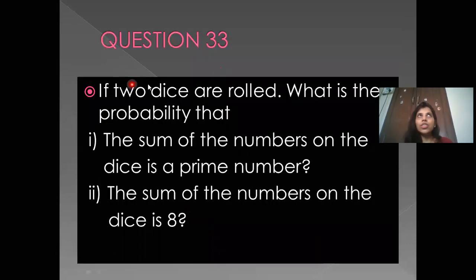Now we go to question 33. So question 33 is, if two dice are rolled, what is the probability that the sum of the numbers on the dice is a prime number? And second, the sum of the numbers on the dice is 8.